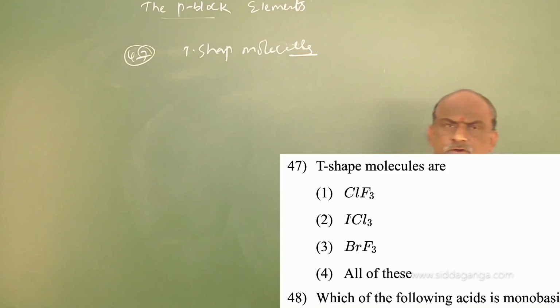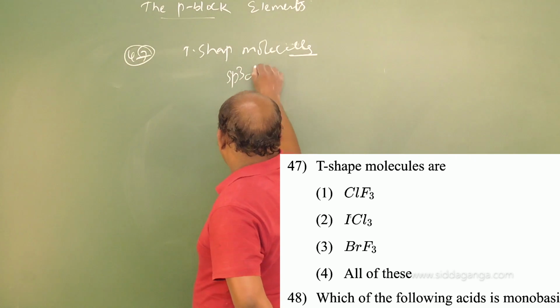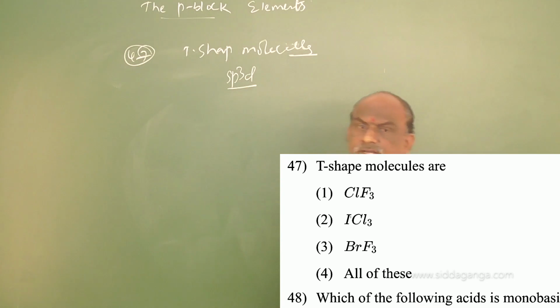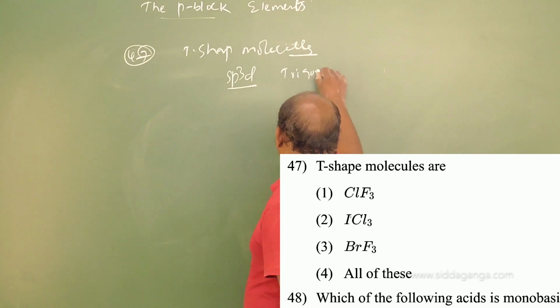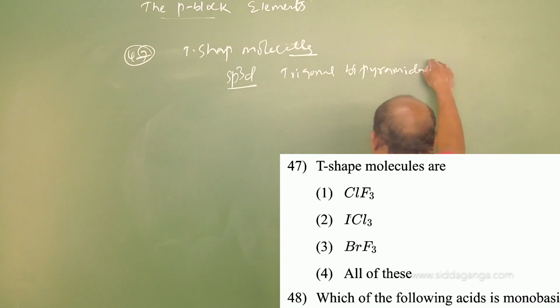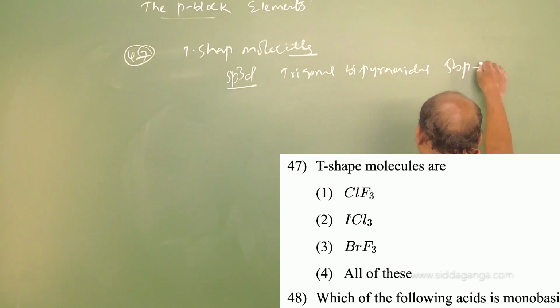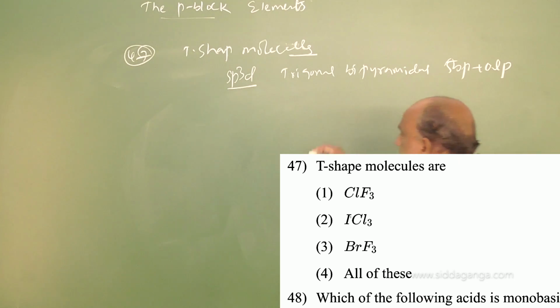T-shaped molecules. Where do we find the T-shape? First, we have to find the hybridization. Which hybridization? sp3d hybridization. Here, if you write sp3d hybridization, it is trigonal bipyramidal, 5 bond pairs plus 0 lone pairs.